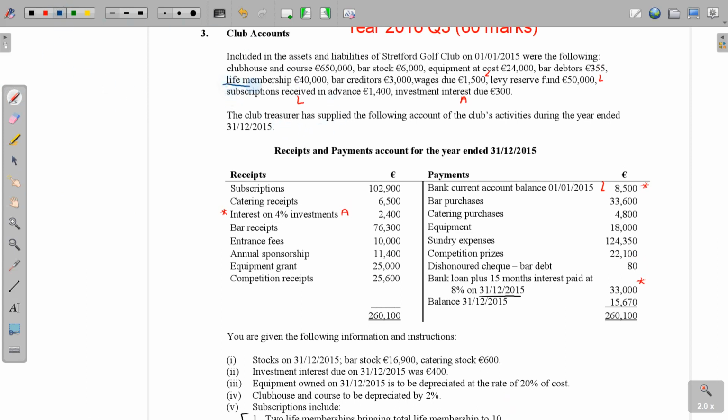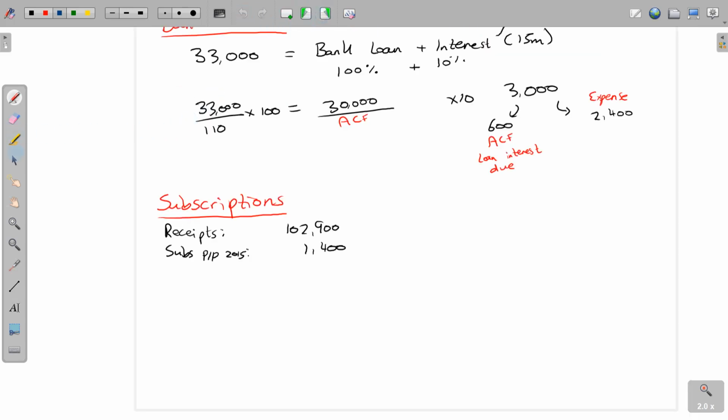And we already know that there's life memberships of 40,000. And if there's 8 members, well, 40,000 divided by 8 means that we charge 5,000 for a lifetime member. We can go over here and say part of this were life memberships, increased by 2 members, and it is 10,000.